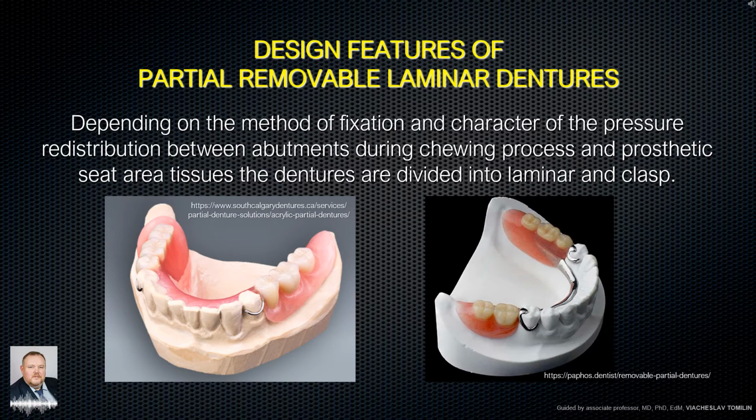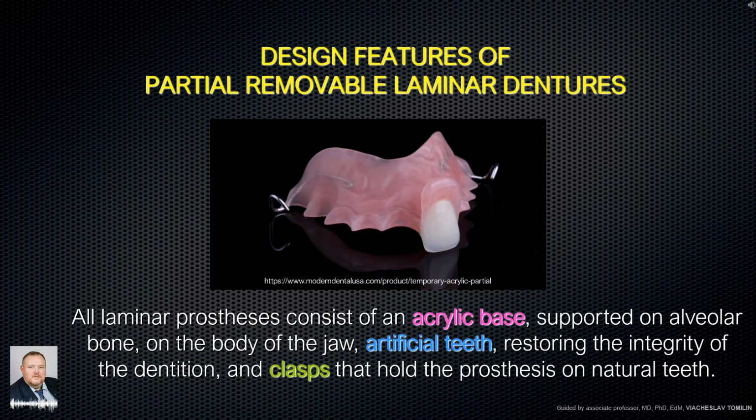The main masticatory pressure occurring in chewing is put on the bone of the prosthetic seat area foundation. Depending on the method of fixation and the character of the pressure redistribution between abutments during the chewing process and prosthetic seat area tissues, the dentures are divided into laminar and clasp. All laminar prostheses consist of an acrylic base, supported on alveolar bone, on the body of the jaw, artificial teeth, restoring the integrity of the dentition, and clasps that hold the prosthesis on natural teeth.